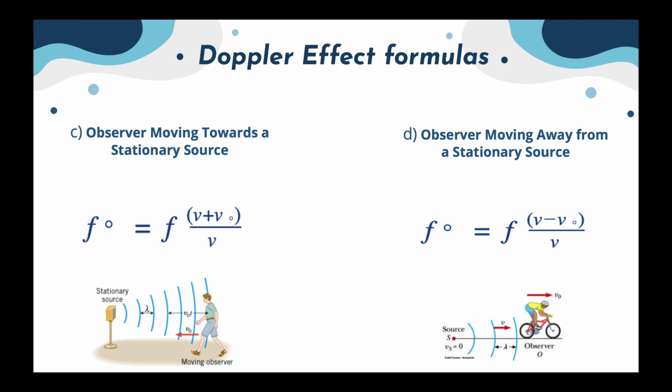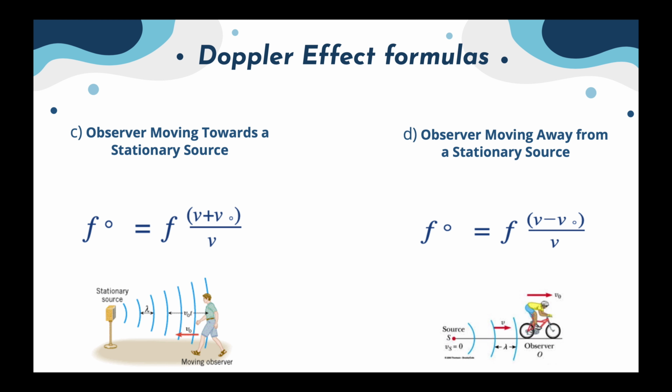Situation C. Observer moving towards a stationary source. If the observer moves toward the stationary source, the observed frequency is higher than the source frequency. In this case, the velocity of the source will equal 0. Hence, we get the following equation. Observed frequency equals actual frequency times the velocity of sound waves plus the velocity of the observer, over the velocity of sound waves.